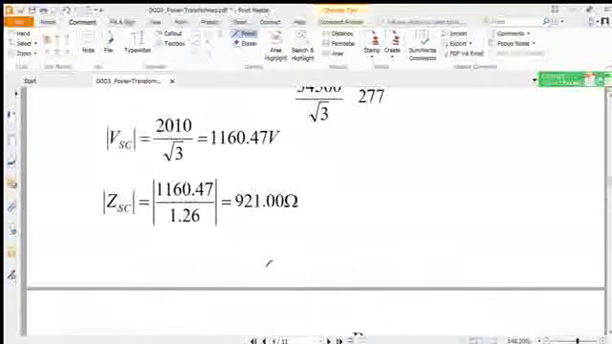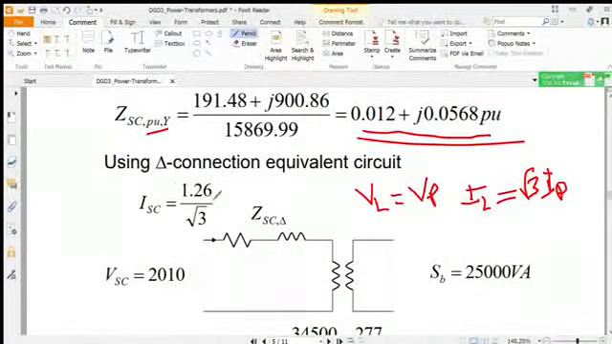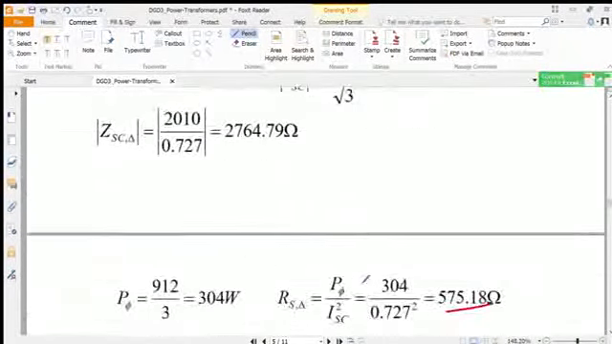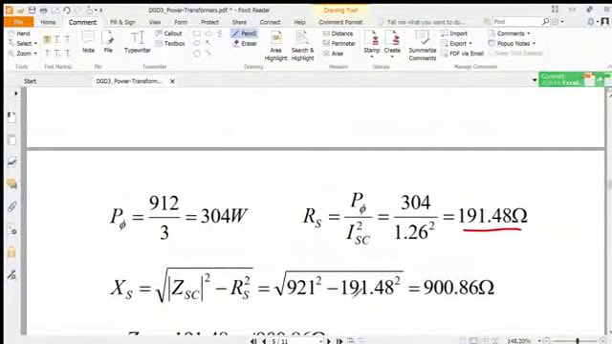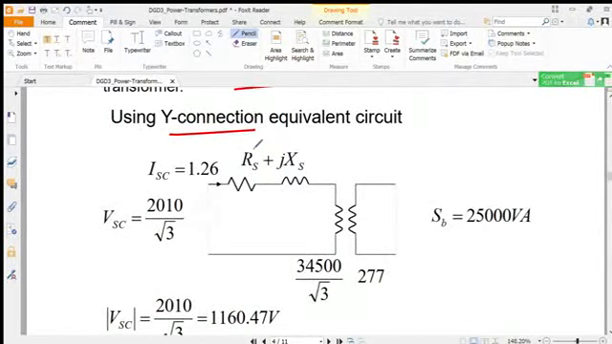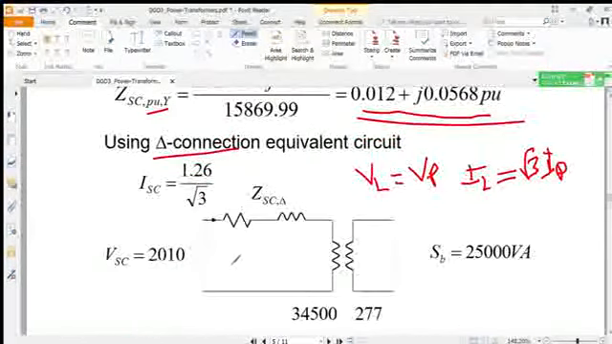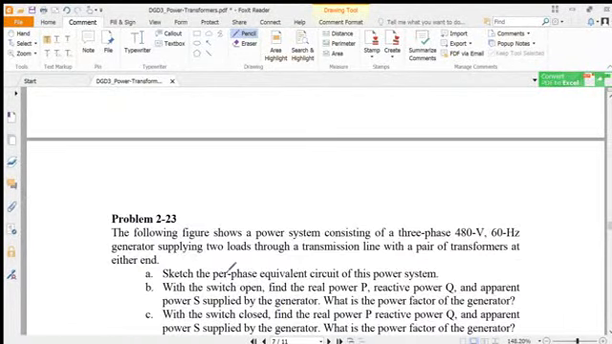So whether we use the Y connection or the delta connection, we always get the same result. I would suggest you follow whichever seems more convenient. The Y connection equivalent circuit is, I think, good for doing an example. Okay, so now let's look at another example.